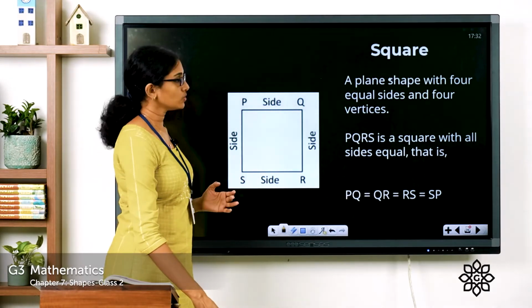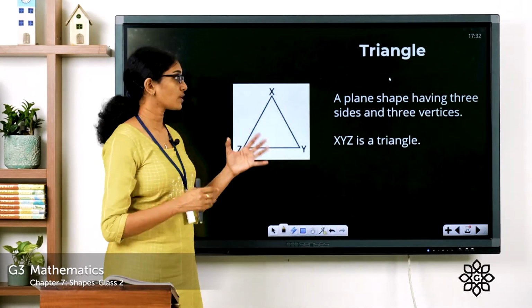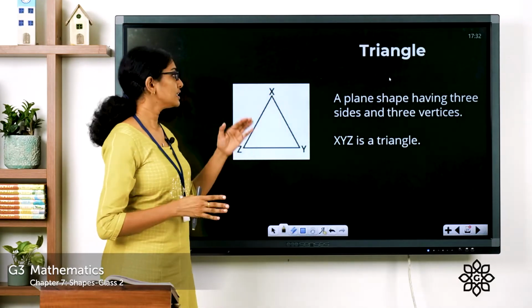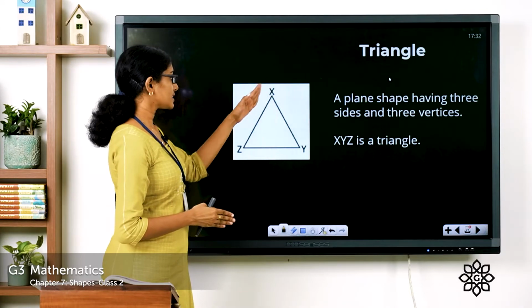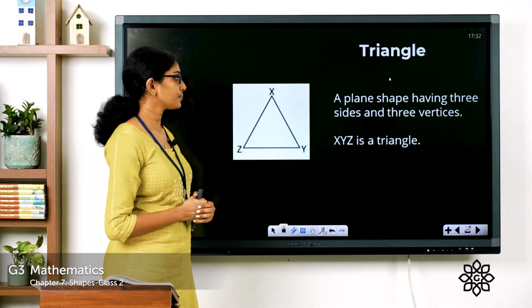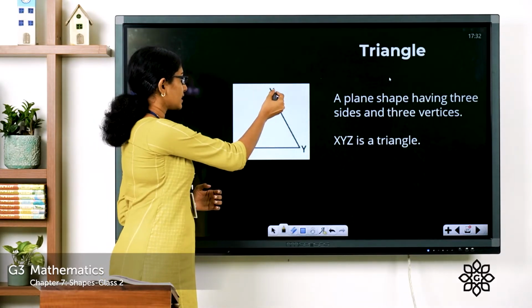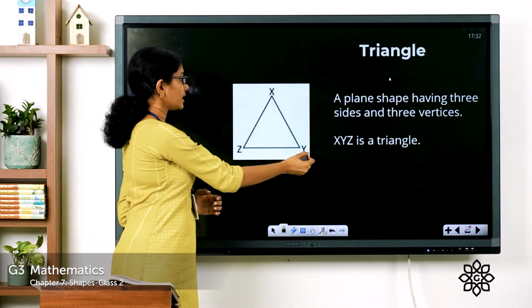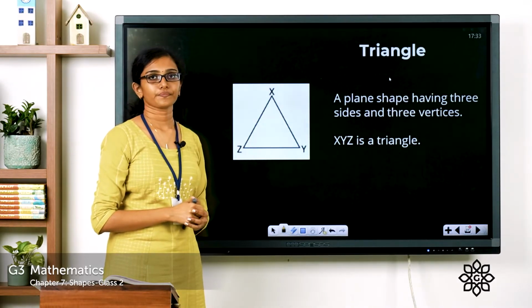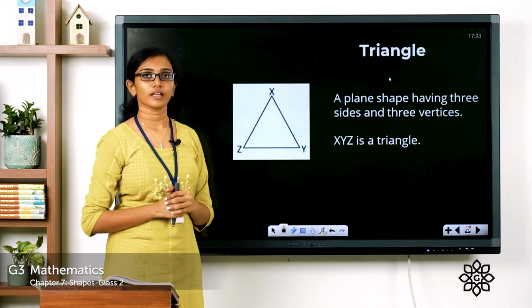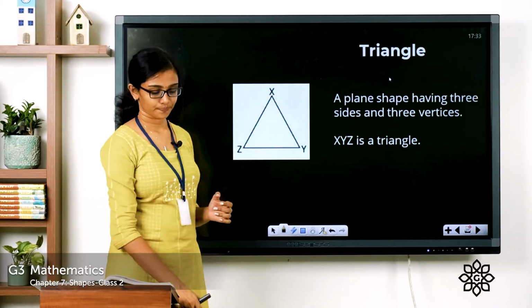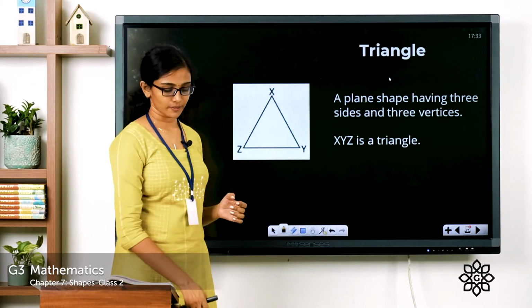Clear? Now, triangle. A triangle is a plane shape having 3 sides and 3 vertices. Which are the sides? This is triangle XYZ and the sides are XZ, XY and YZ. And the vertices are 1, 2, 3. 3 vertices. Clear?